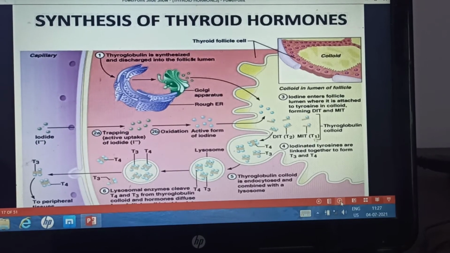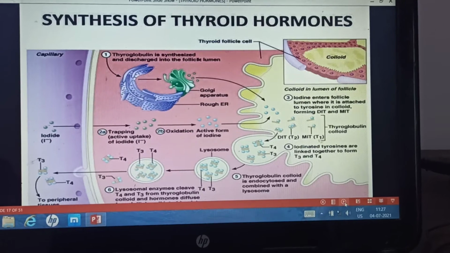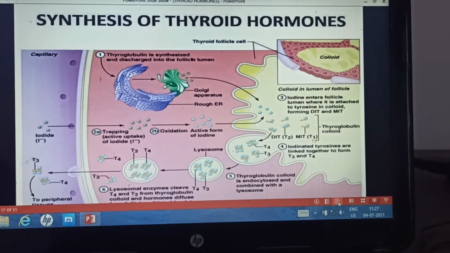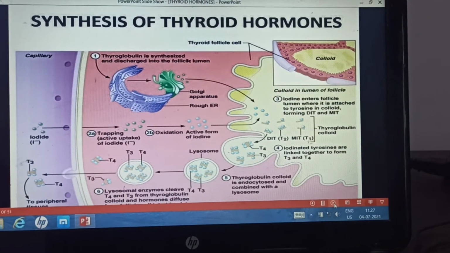Now with this thyroglobulin colloid, the next step, the fifth step, is the endocytosis. Thyroglobulin colloid is endocytosed into the follicular cell.